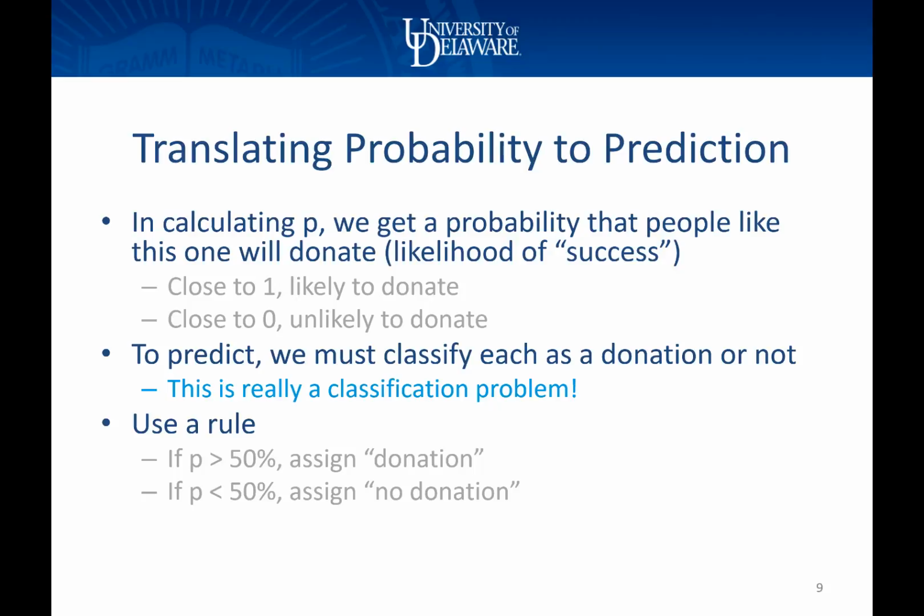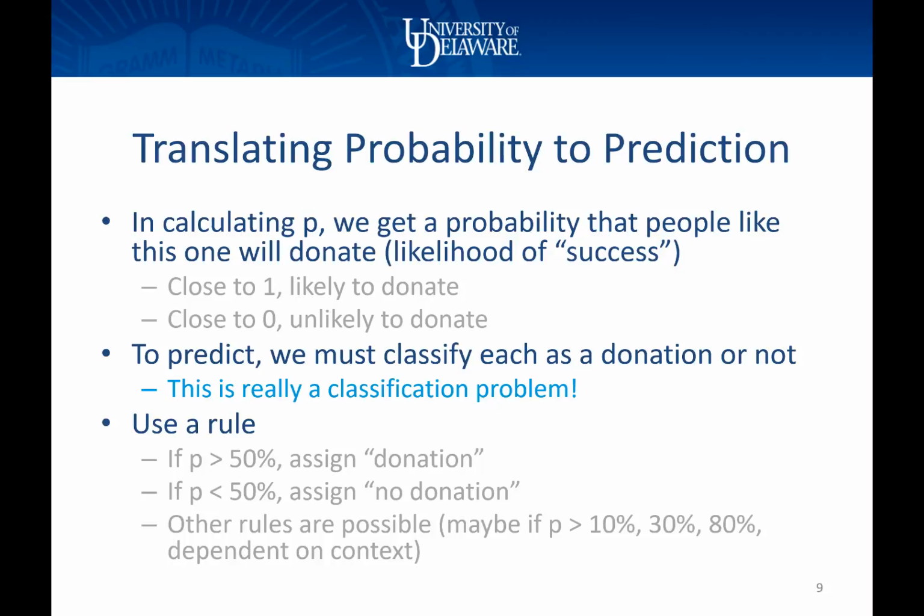The rules can change. In your future, you might be studying something like diagnosis of a disease. And if you find that a person's probability of diagnosis is, say, 25 or 30%, you might say that warrants further investigation, and you're going to call that a success and send them on to the next phase of testing.